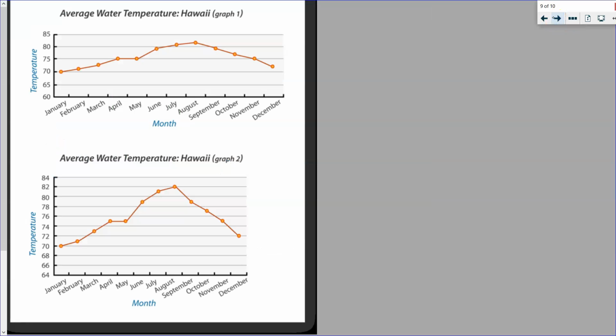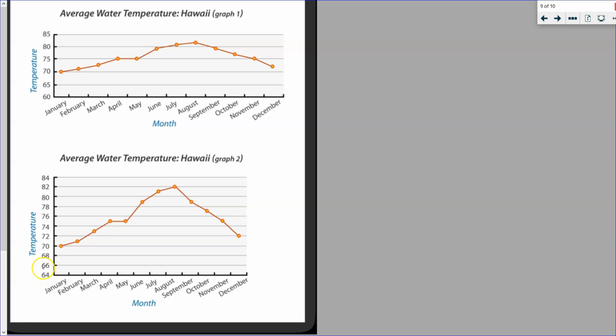Here we have average water temperature in Hawaii. You can see that these are very different looking. It's the same information, it's just how it was plotted on the graph. Okay, so I'm going to look at graph 2 here first. There's a sharp increase in the change in water temperature. So from here to here is a pretty sharp increase and decrease. It doesn't vary greatly from month to month. Okay, and it's really not very reliable.